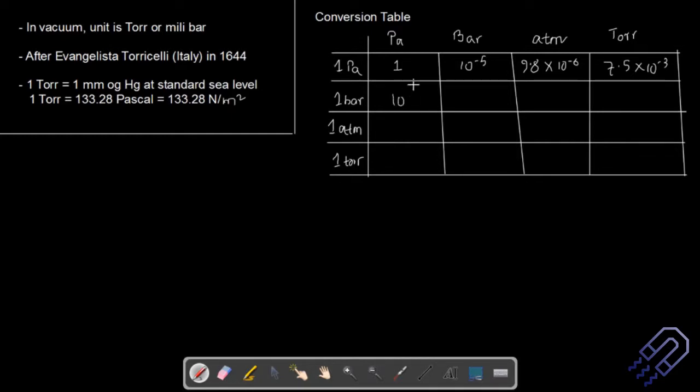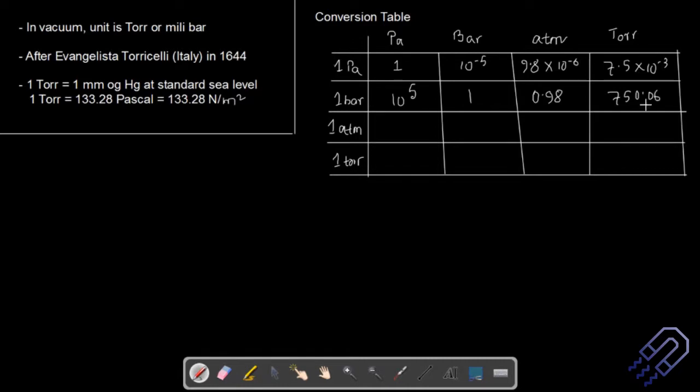So 1 bar is obviously equal to 10 to the power 5 Pascal. 1 Pascal is 10 to the power minus 5 bar. So 1 bar is 1 divided by 10 to the power minus 5. So that becomes 10 to the power 5, right? So it's so simple. This will remain as 1, obviously. And then this will become 0.98. Once you have this first part, the second one should not be difficult.